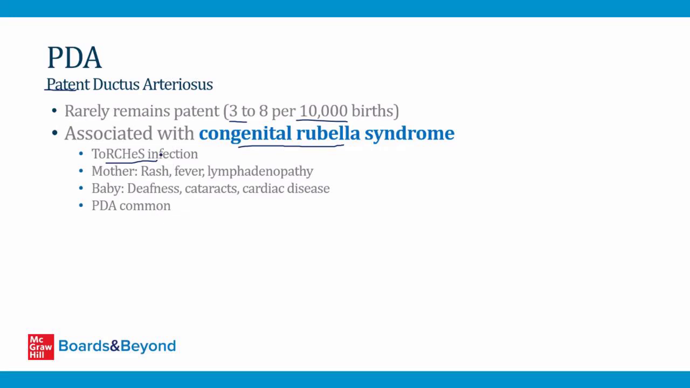But if a mother who is pregnant develops the congenital rubella syndrome, her baby is more likely to be born with a PDA. So the way this will present in a board question is the mother will develop a rash, fever, and lymphadenopathy during pregnancy. That's the mother contracting rubella. And then the baby will be born with deafness, cataracts, and also cardiac disease, including PDAs, which are very common.